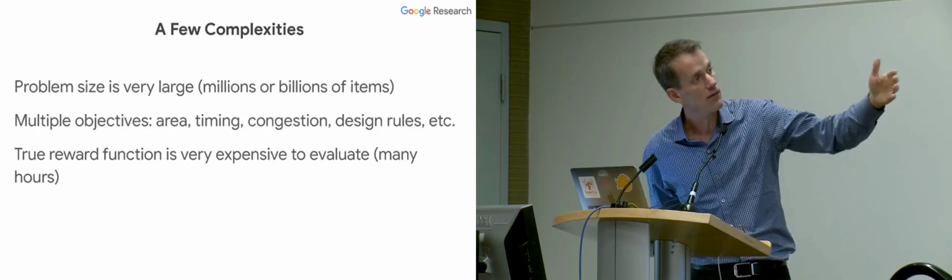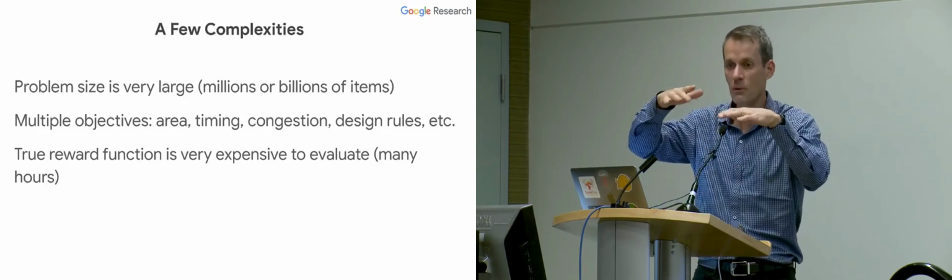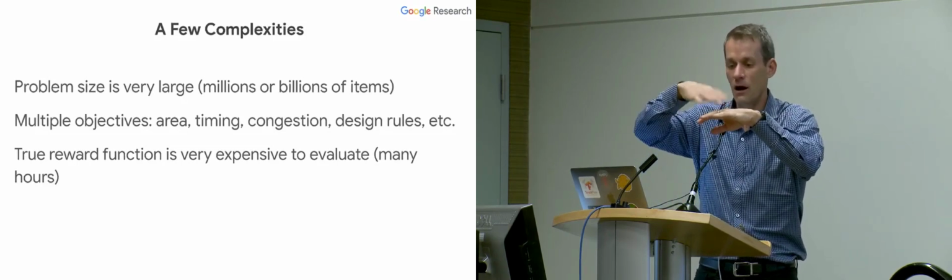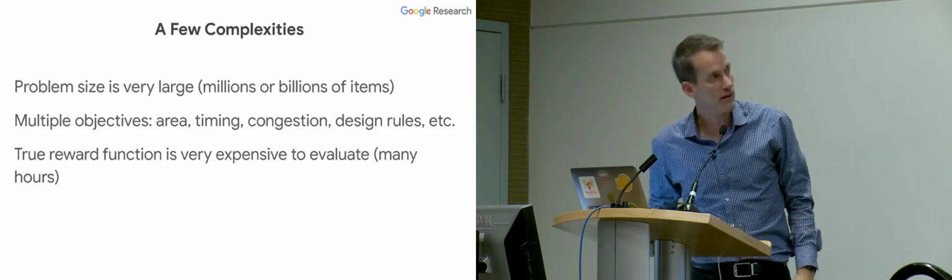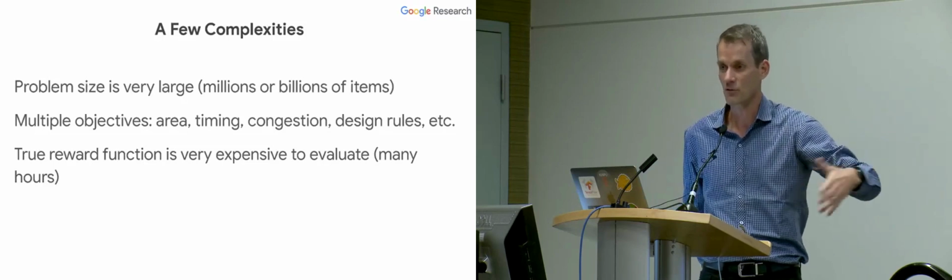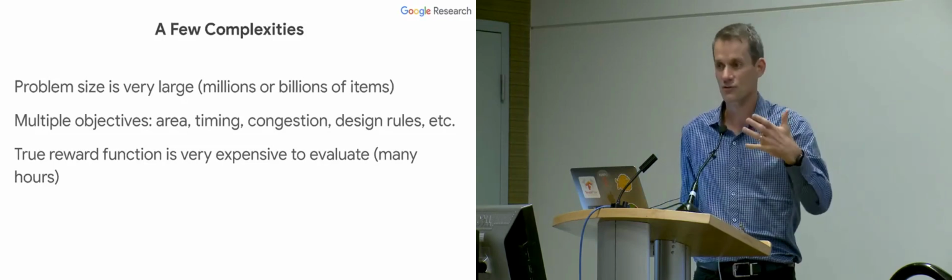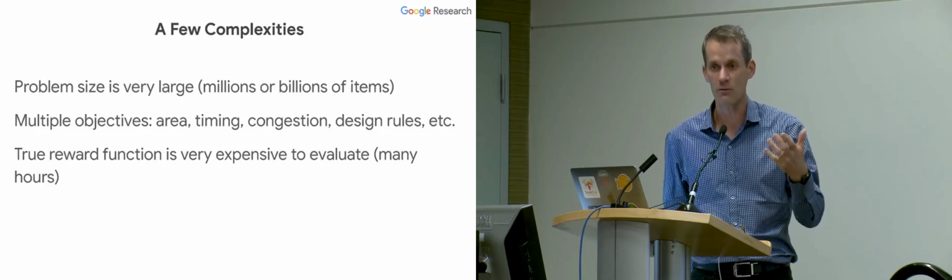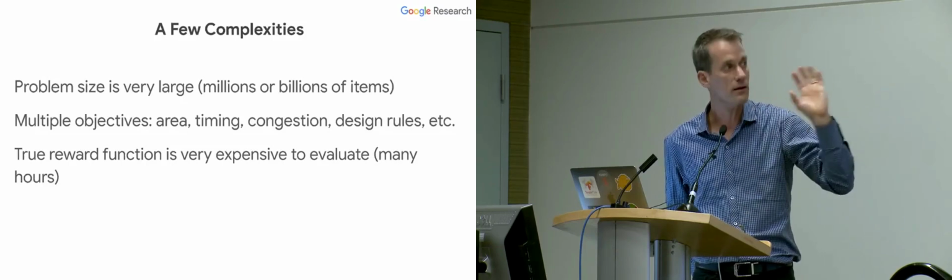Things like congestion: with multiple layers, you can put some stuff on top of each other, but only up to a certain level. And then there's a whole bunch of design rules for each manufacturing process that you need to respect to make sure that your chip is actually manufacturable, or maybe with slight tweaks by a human at the end is manufacturable.